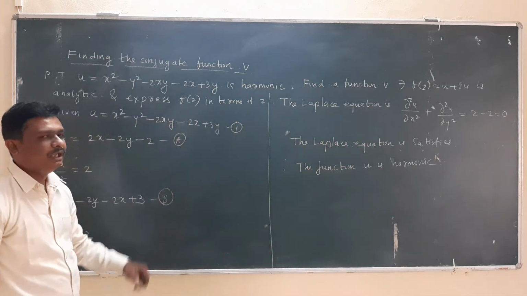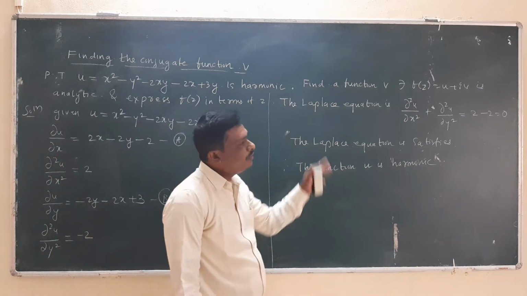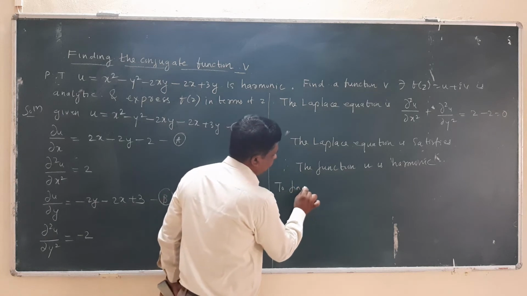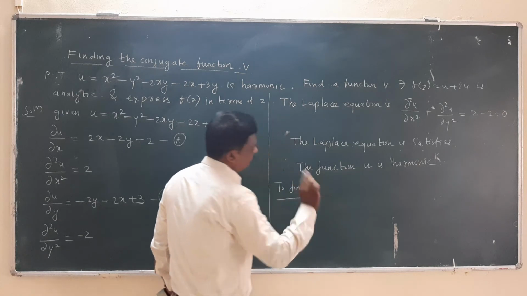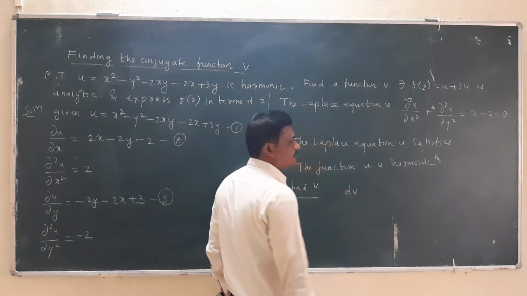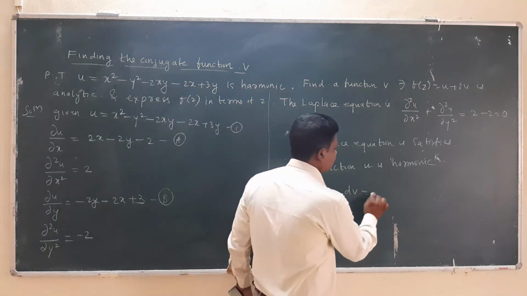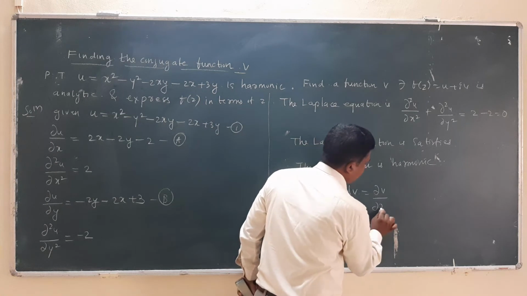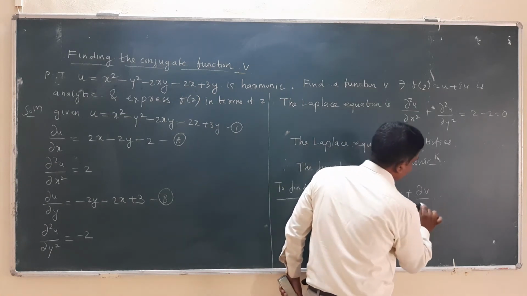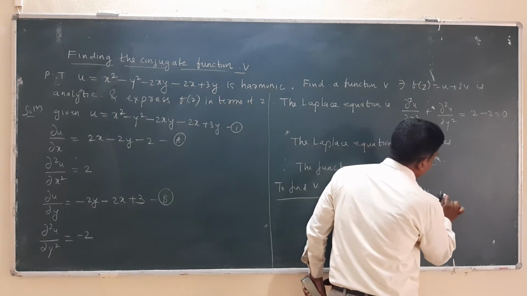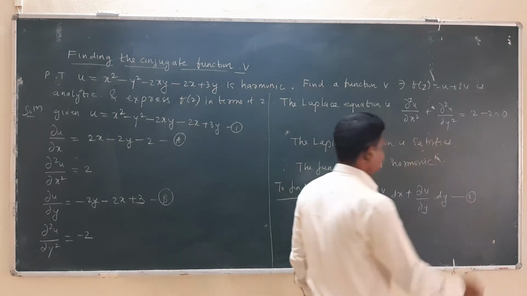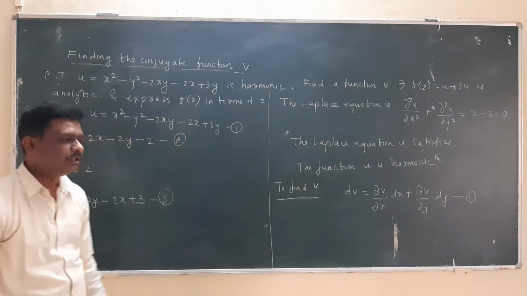So this is the first part of the example. In the second part, we have to find the function v. So to find v, I will write the total differentiation formula: dv is equal to dou v upon dou x into dx plus dou v upon dou y into dy. I will take this as equation number 2.